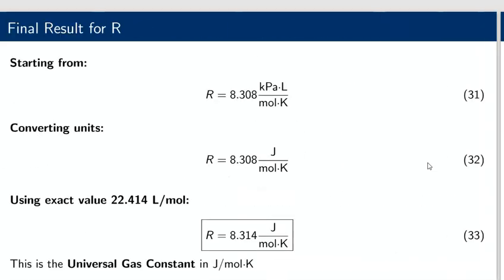Now starting from R is equal to 8.308 kilopascal liter per mole Kelvin, that becomes 8.308 joule per mole Kelvin. Now if I take the earlier discussion, the exact value 22.414 liter per mole, the R value becomes 8.314 joule per mole Kelvin. So this is the universal gas constant in joule per mole Kelvin.